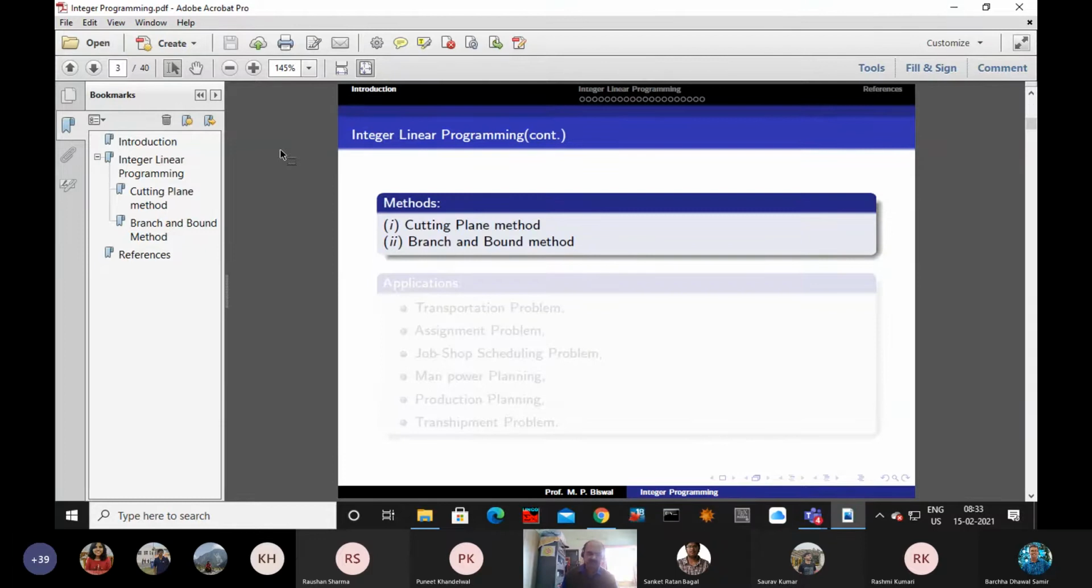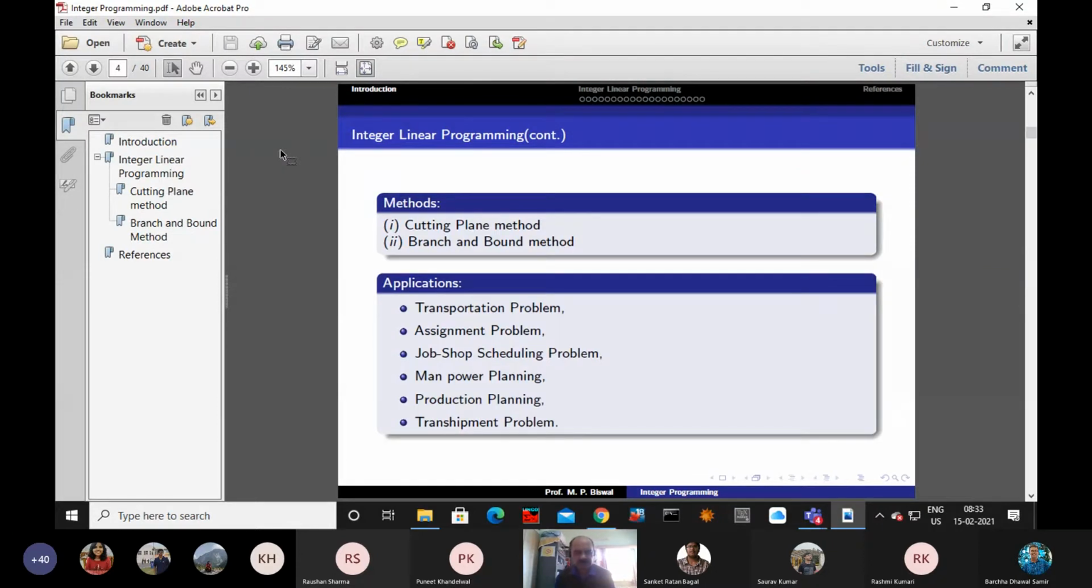So what are the methods? I told you the cutting plane method and the branch and bound method. In branch and bound, we branch first, then we put some bound on the decision variables, and using that we find the solution. Applications include the transportation problem, which we'll discuss later, and the assignment problem. The transportation problem is an integer programming problem, and assignment is a special type, binary programming. Job scheduling, manpower planning, production planning, and the transshipment problem are also applications of integer programming.